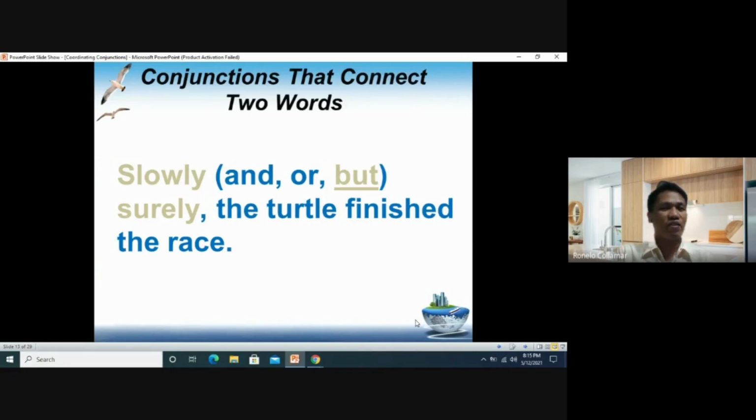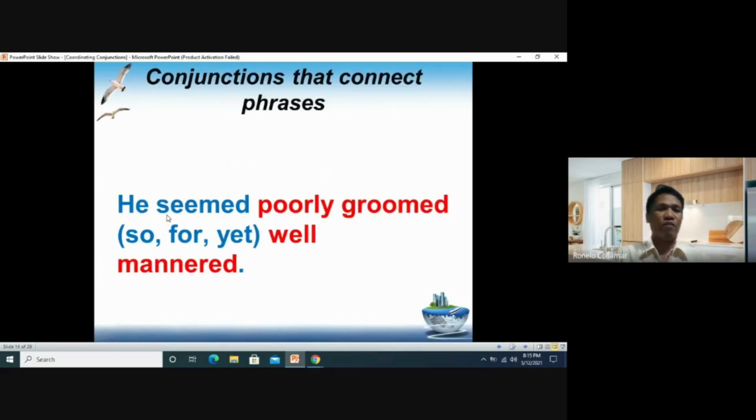All right, so why do you think the word but is suitable for this combination? You take notice, this one is slowly, then we have surely. Somehow there is contrasting meaning, right? Contrast means they are not the same. So we cannot use the word and because the word and signifies similarities, and the word or is signifying an alternative or an option for a preference. All right. So there. What about the next one?